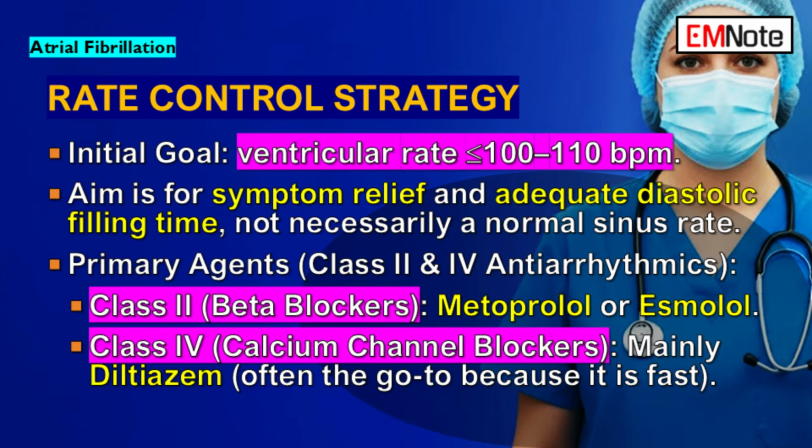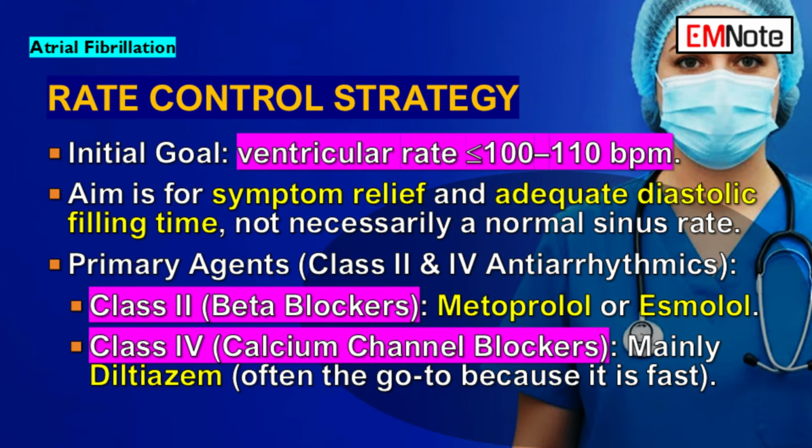Okay, moving to acute treatment, the decision is made to control the rate. What's the typical initial goal for ventricular rate control? The initial target is actually pretty lenient, a ventricular rate of 110 beats per minute or less. So we're not aiming for a normal sinus rate. No, not at all. We just want symptom relief and adequate diastolic filling time.